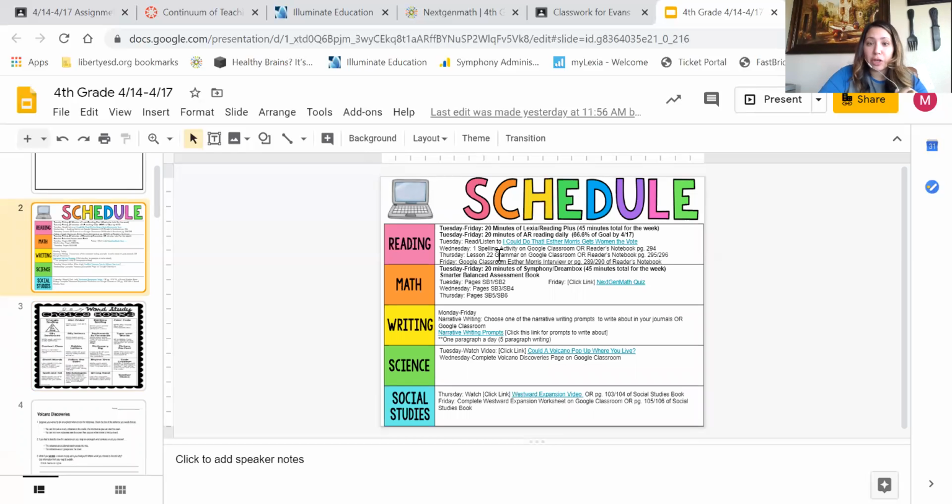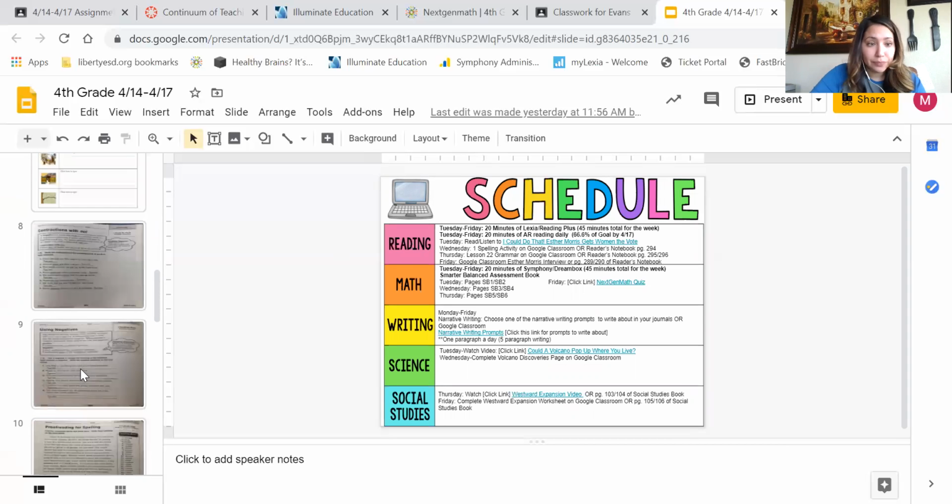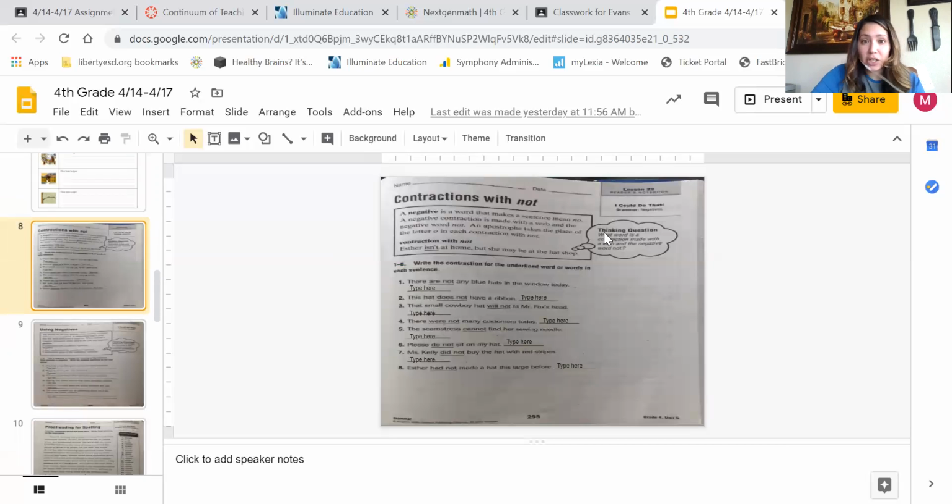Same thing for Thursday. Says lesson 22 grammar on Google Classroom or Reader's Notebook. So what that means is the grammar is this right here. So contractions, okay, contractions with not. So for example, a contraction with not is can't. Can't means cannot, right? You can't go to the store. I cannot go to the store. So that's what it's asking for here, contractions with not.